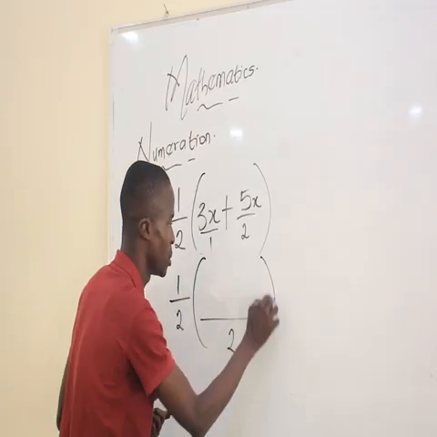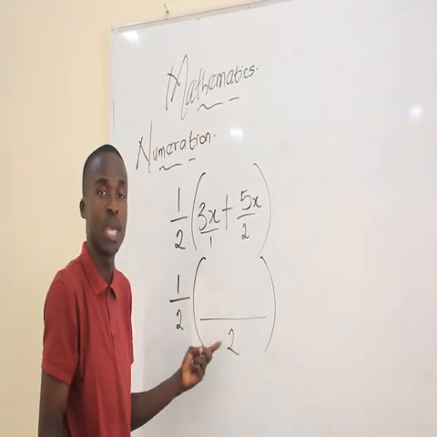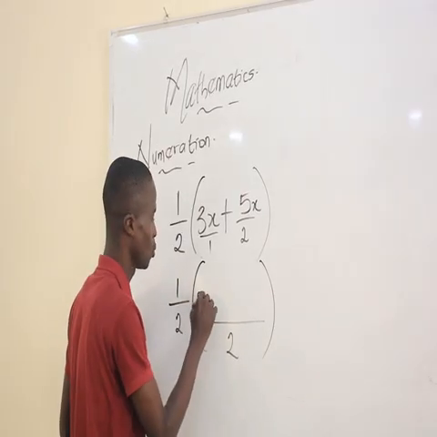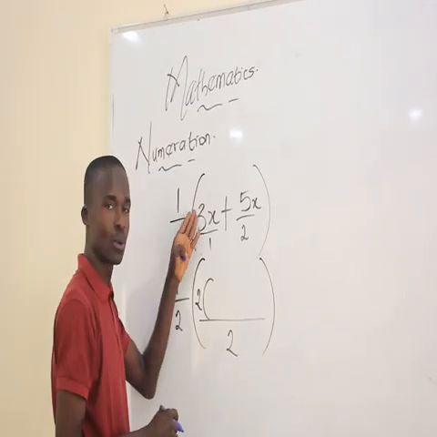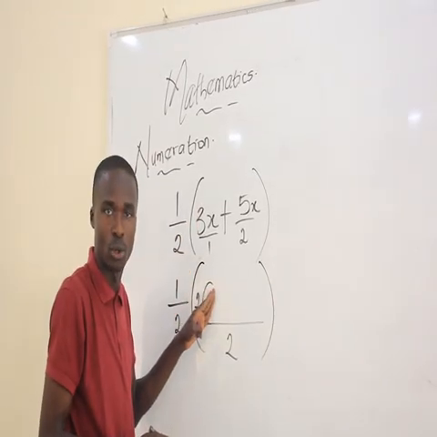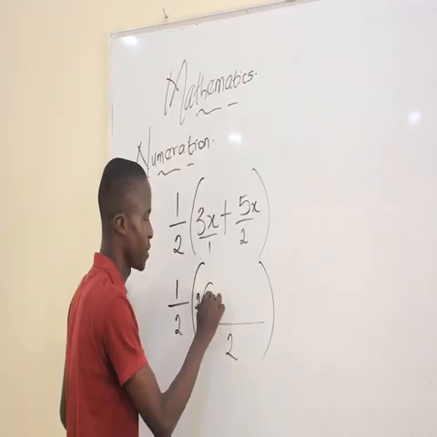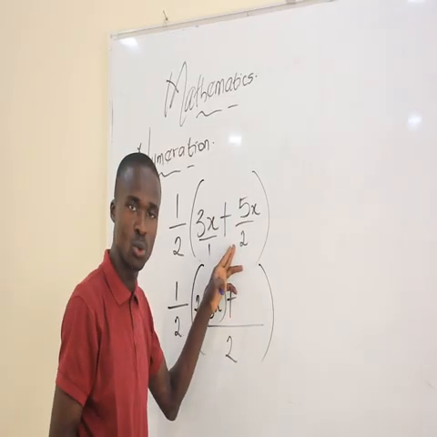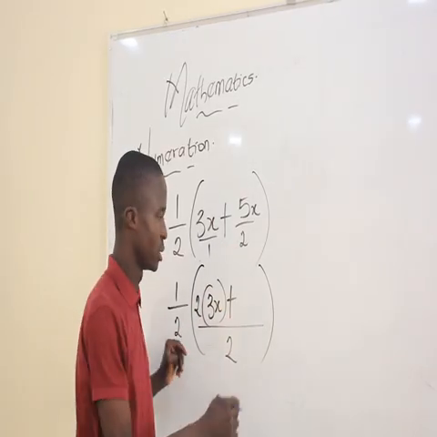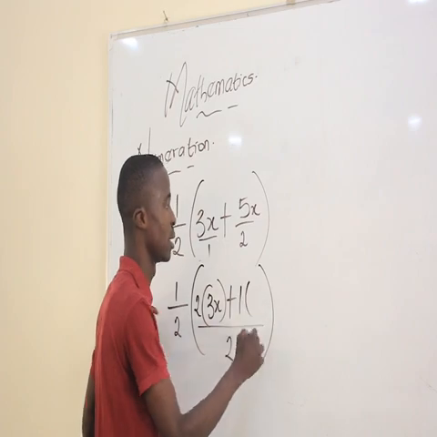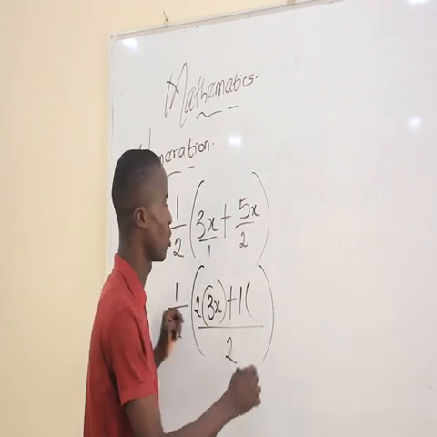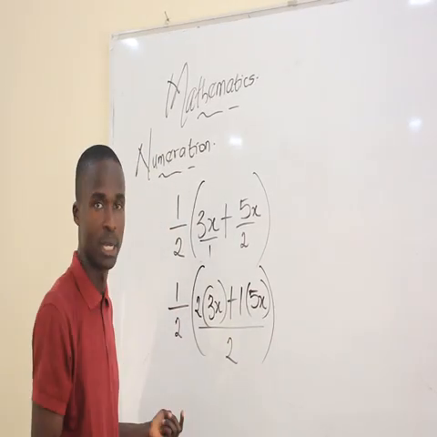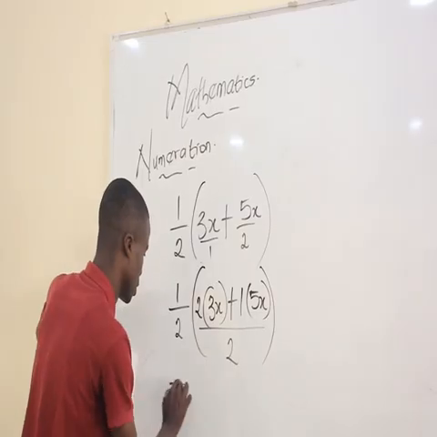Now, you take it bit by bit. 1 in 2. How many 1 do you have in 2? You have 2 of it. So you write your 2, open a bracket. You write out the numerator. And what's the numerator? You have 3x plus 2 in 2. You have 1. So you write out your 1. And what is the numerator? You have 5x. So with this, you can simplify this expression.